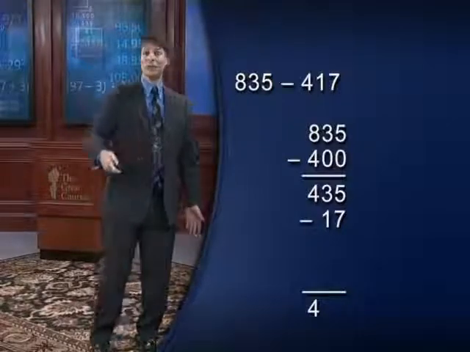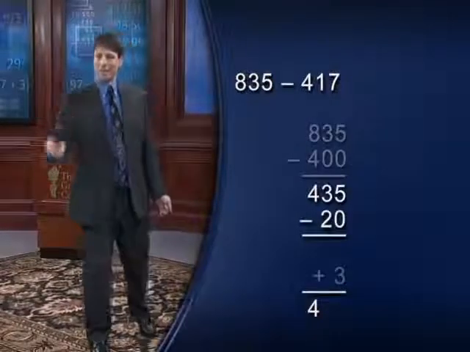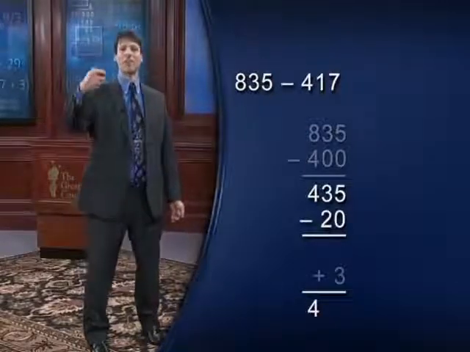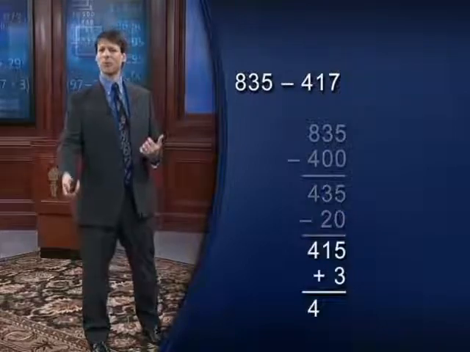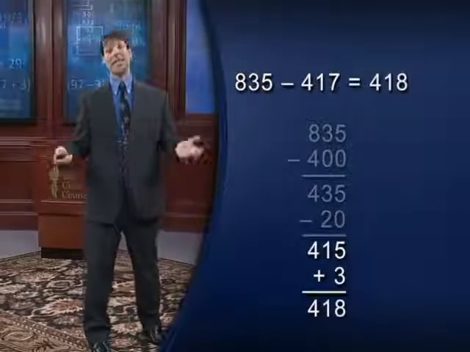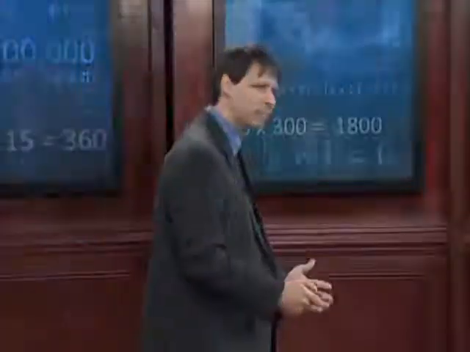How do we do that? Well, we'll subtract 17 by subtracting 20 and adding back 3. 35 minus 20 is 15. When you add back 3, you have 18, and there's your answer, 418.